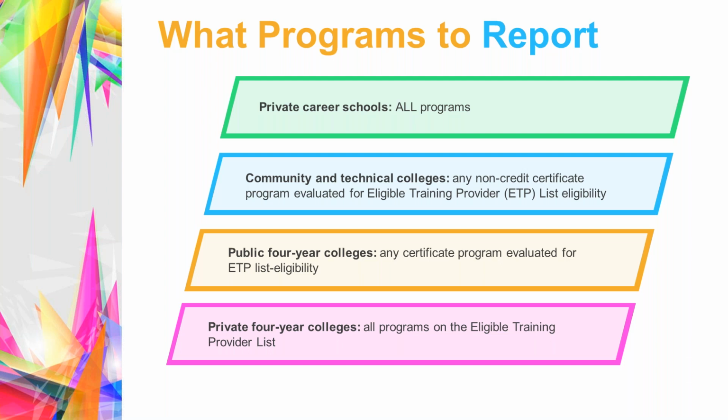If you're a community and technical college, you have to report to us any non-credit certificate program that you want put on our state's eligible training provider list. If you're a public four-year college, we need any certificate program that you want evaluated and put on the ETP list. If you're a private four-year college, we need all programs that you want on the ETP list. And if you're not one of those types of schools, you're a cosmetology school or an other type of school, you have to report data for anything that you want to put up on our Career Bridge website.